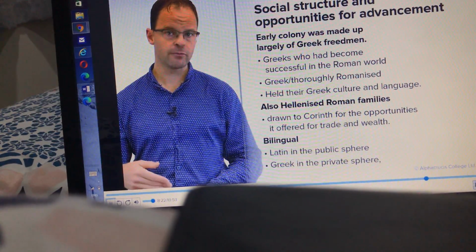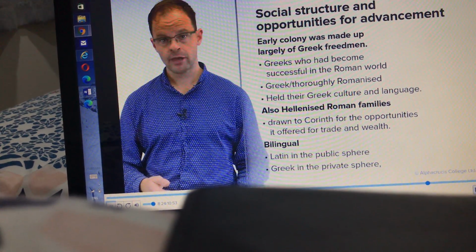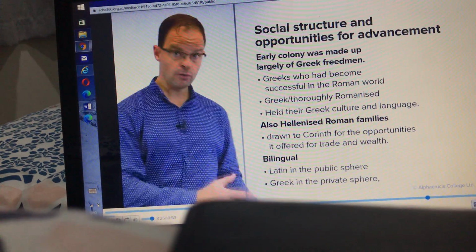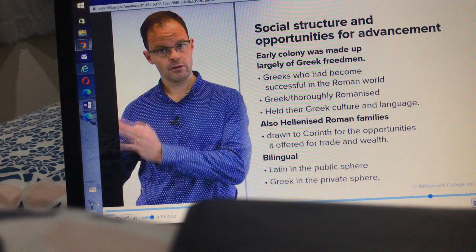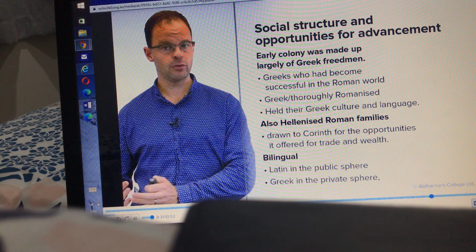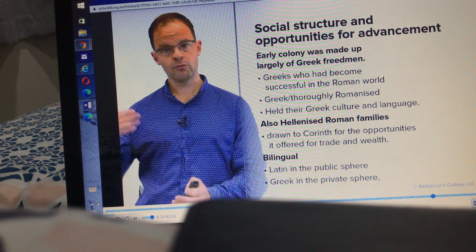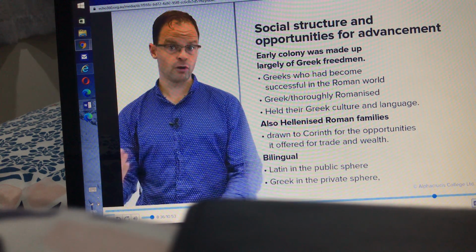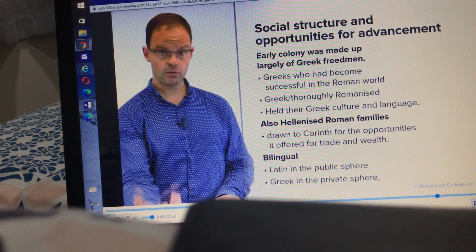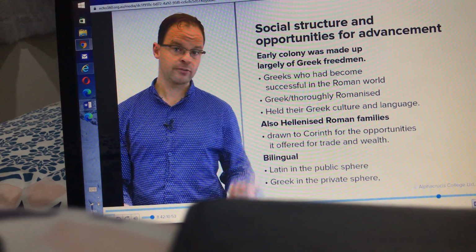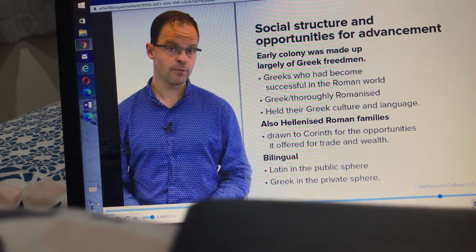But you also get some very Hellenized Roman families. So families who are very Roman, very traditionally Roman, but have also adopted a lot of Greek ideas, adopted a lot of the Greek worldview. And so to be able to move into a city like Corinth, which is both Roman and Greek at the same time, is ideal because they can indulge their Greek identity as well as still maintaining their traditional Roman identity.